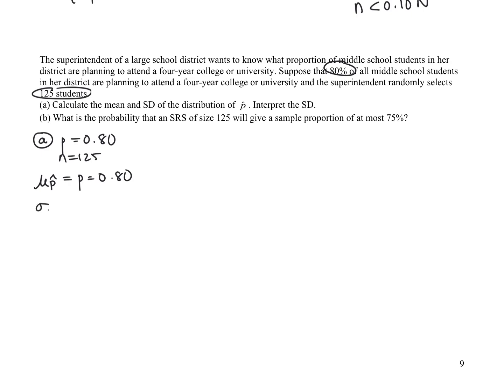The standard deviation of p hat is the square root of 0.8 times 1 minus 0.8, divided by 125, which is about 0.036. And again, I need us to remember what we're thinking about is if we were to take samples of size 125 over and over and over again, and we were to put each one on a dot plot, that would be the center and spread of that distribution.